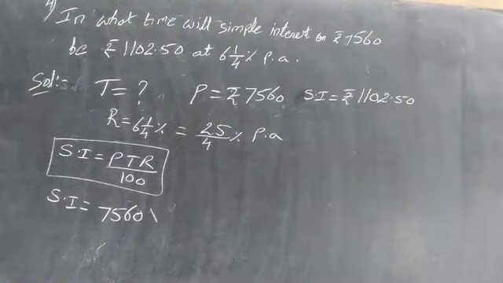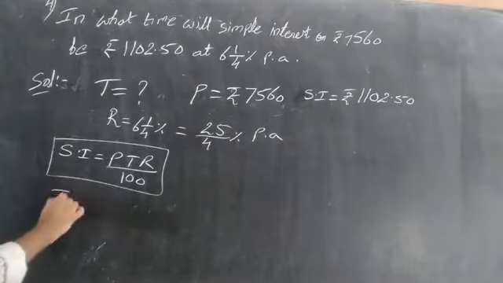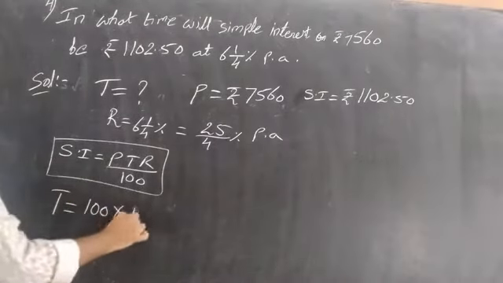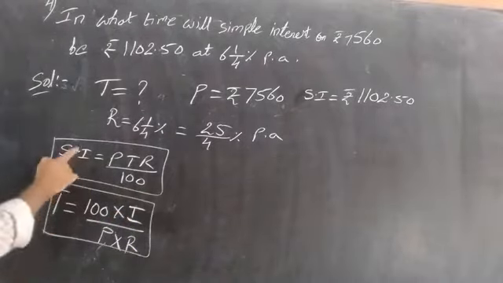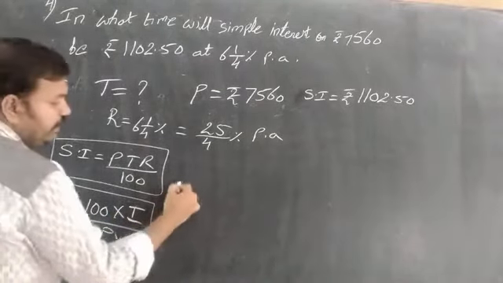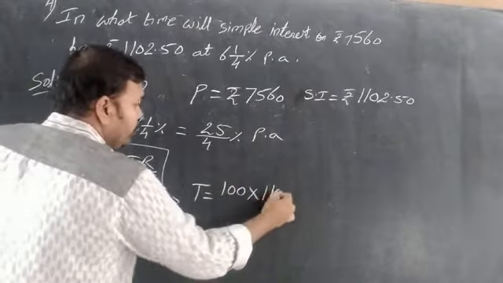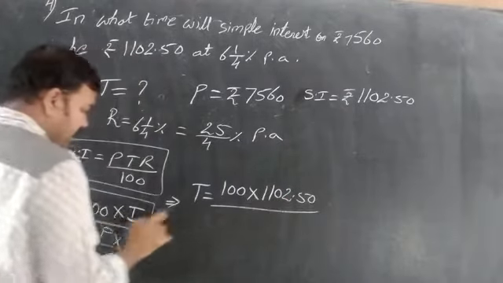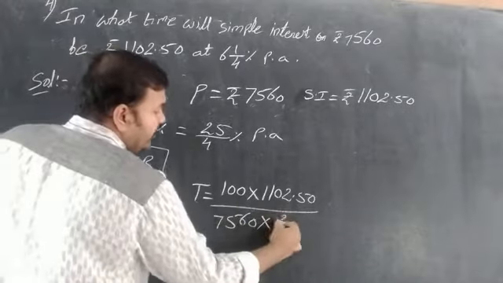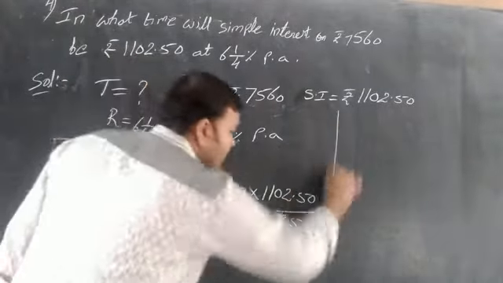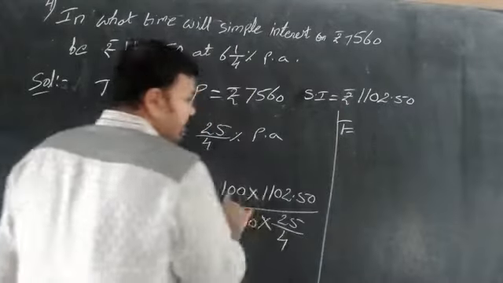In this sum, simple interest is already given. From this formula, we have to find the time. Time is equal to 100 into I by P into R. From this formula, T comes. So substituting, T is equal to 100 into 1102.50 by the principal 7650 into 25/4, which becomes T is equal to 100 into 11025.